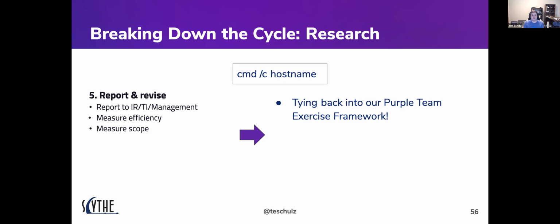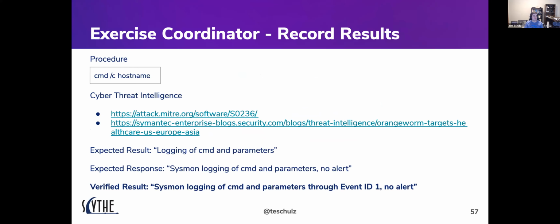And the last one is tying everything back into your Purple Team exercise framework recording. This is where the exercise coordinator is going to record it. They would basically have this: we verified that Sysmon logged it through event ID 1, and then there was no alert as expected. And then you can move on to the next one.